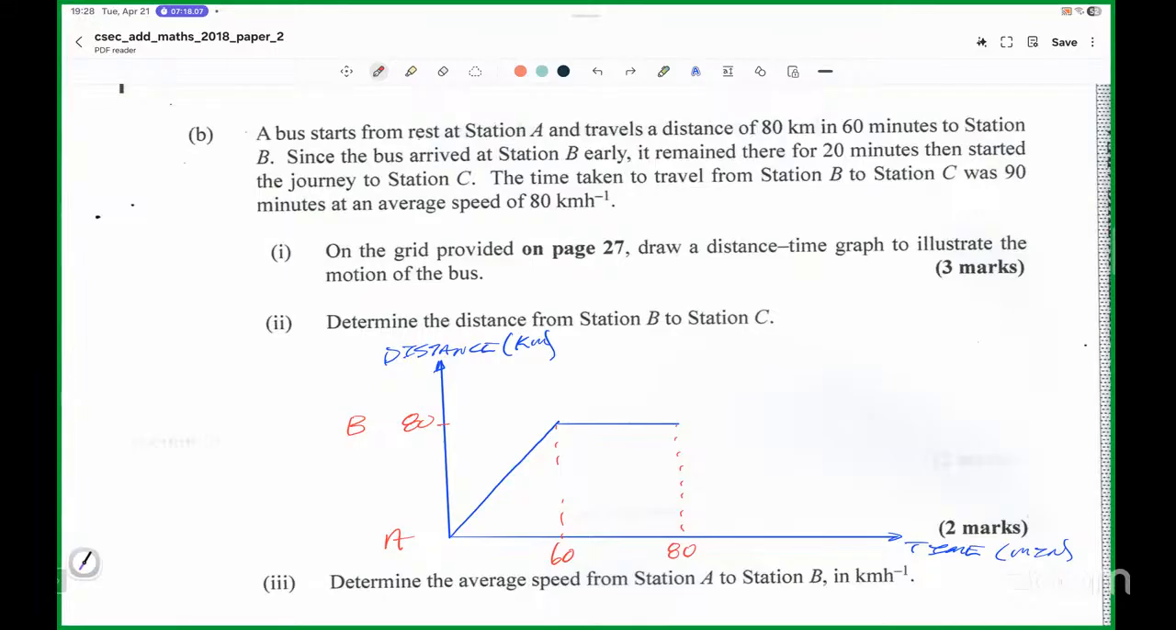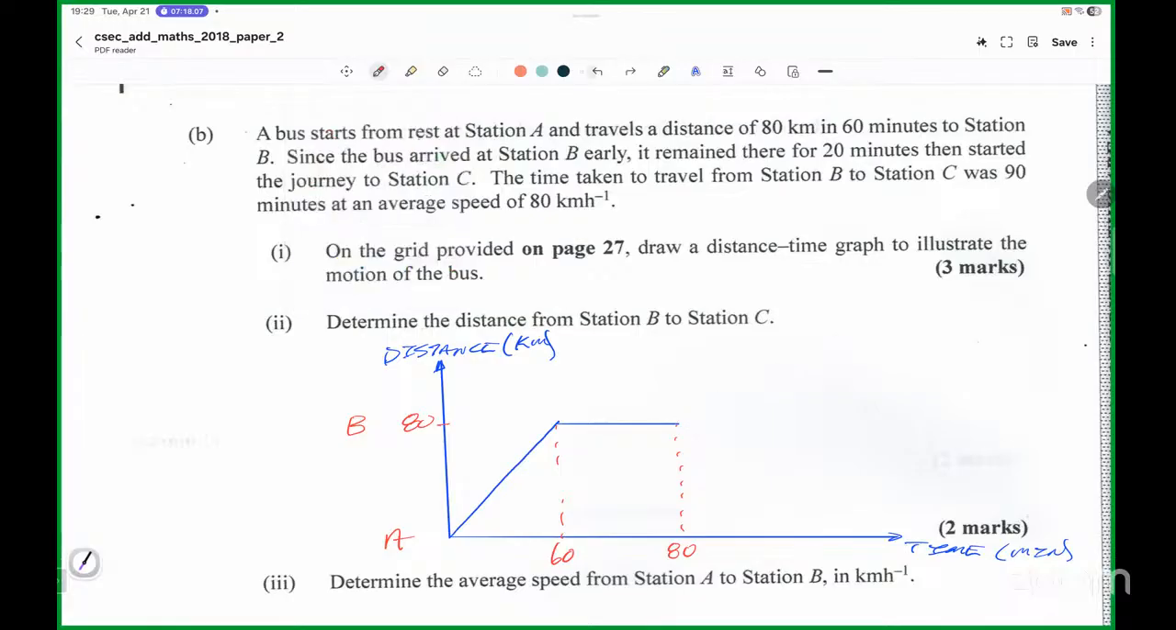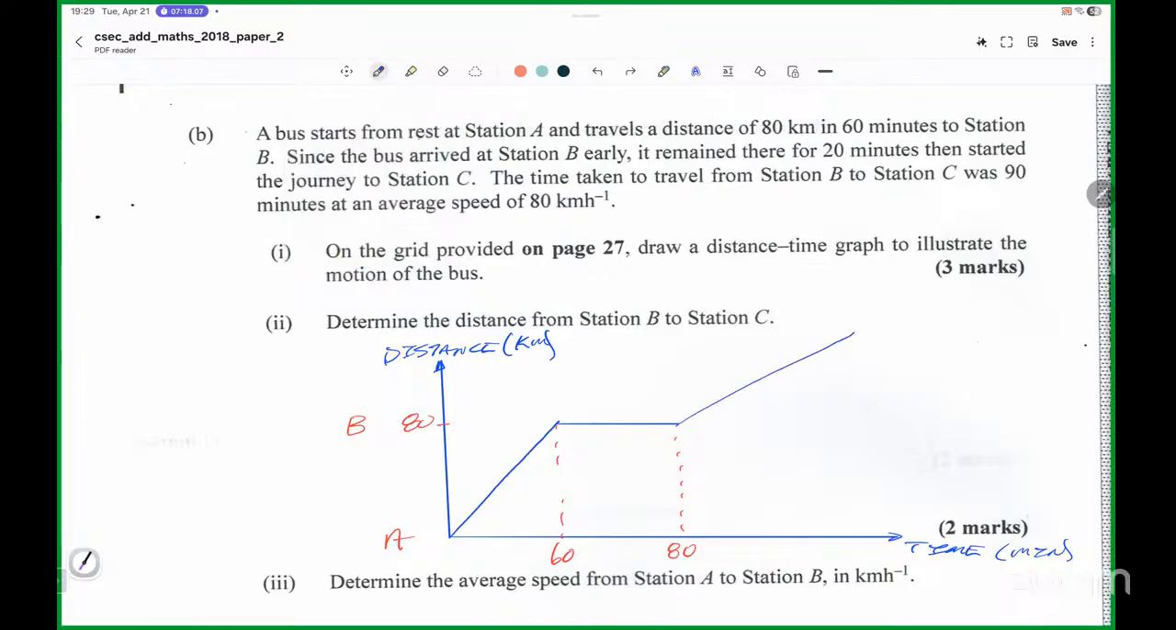to travel from B to C is 90 minutes at an average speed of 80 kilometers per hour. So this 80 kilometers per hour is the gradient. Our gradient is speed. So you have 80 kilometers per hour, and you have 90 minutes. So you can do a thing like this. You can go like so. Let me draw it like this. So you're going to go like so up to C.